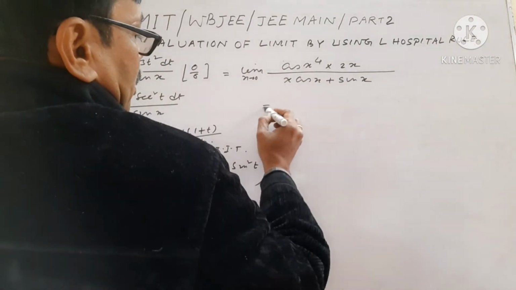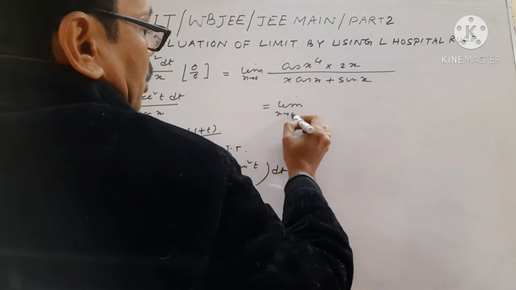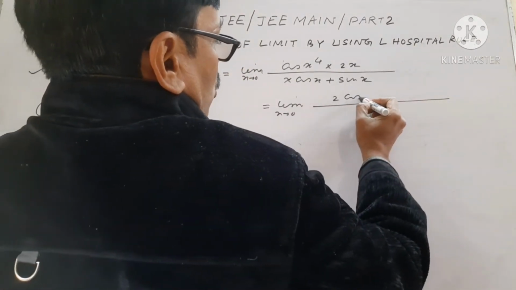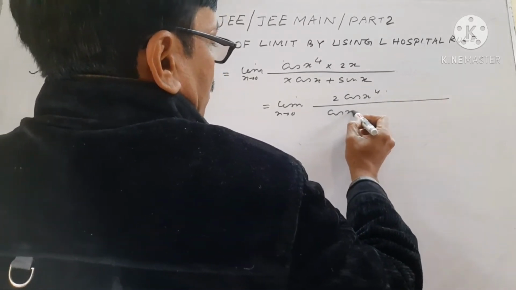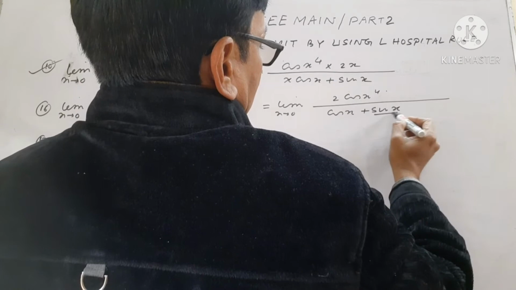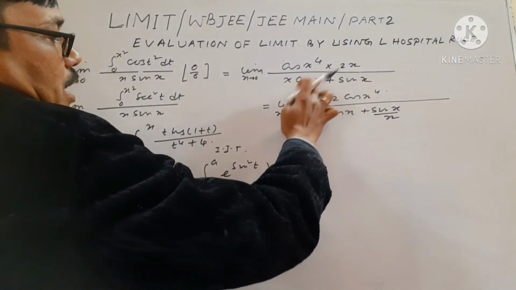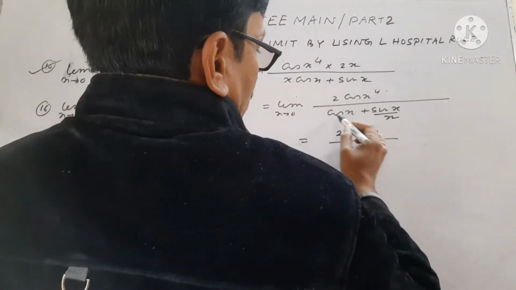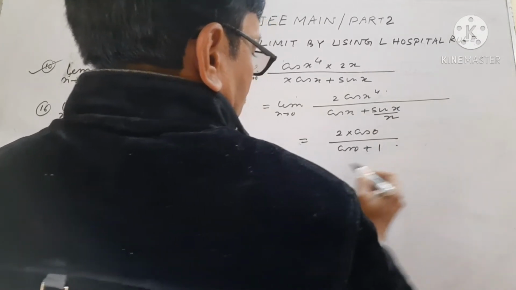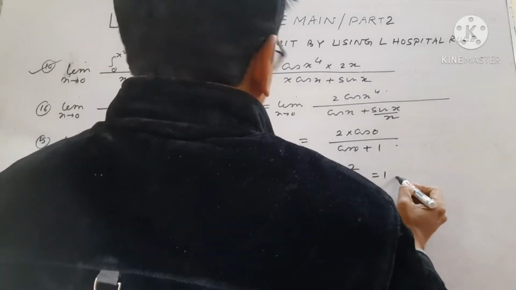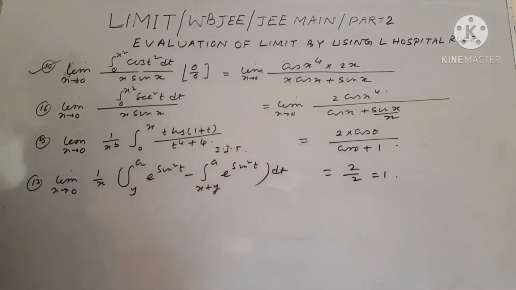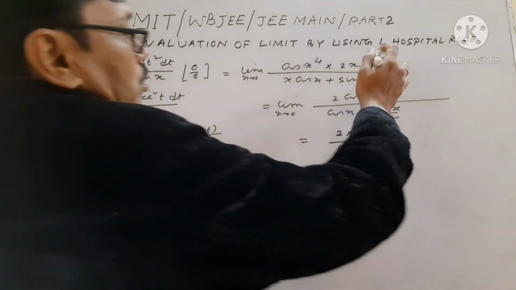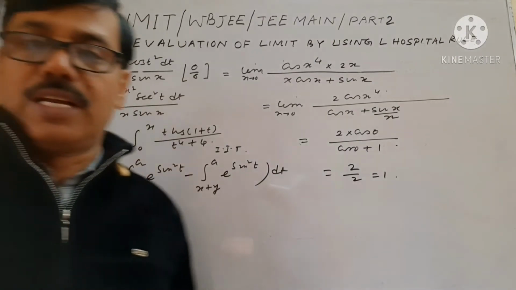Now it reduces to a problem of limit. Divide throughout by x. So 2 cos x to the power 4 in the numerator, and in the denominator cos x plus sin x by x, dividing by x, the x cancels. Now cos 0 is 1, so 2 into cos 0 is 2, and the denominator is 1 plus 1, which is 2. So 2 by 2 is 1. The value of the limit is 1. This is L'Hospital rule with the help of Leibniz rule of differentiation.